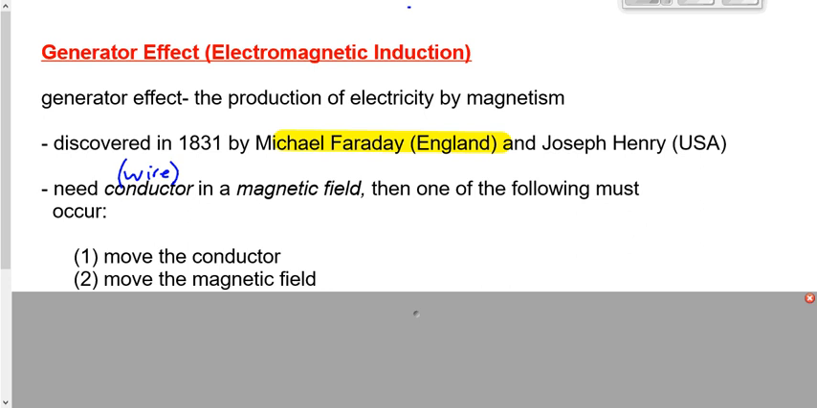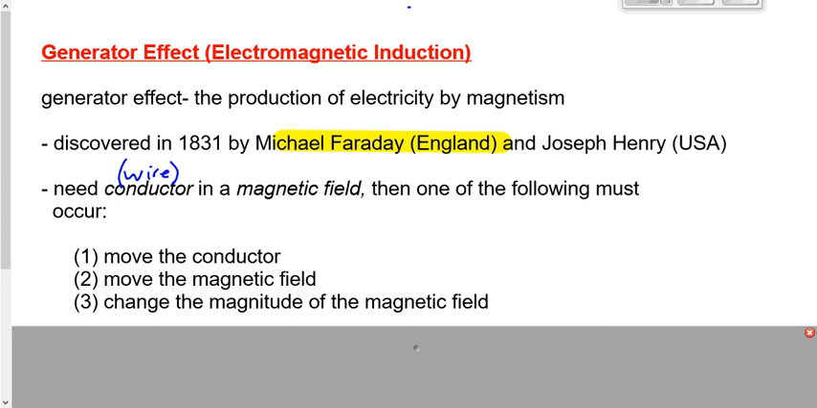There is a third way, which is to change the strength of the magnetic field. If you strengthen or weaken the magnetic field, that'll generate a current as well. Remember, got a wire, got a magnetic field. Move the wire, move the magnetic field, change the strength of the magnetic field. Any of those three ways are going to get you an electric current generated in the wire.